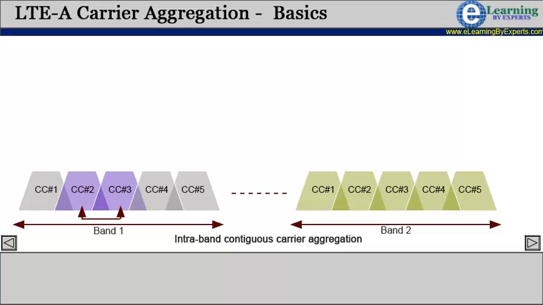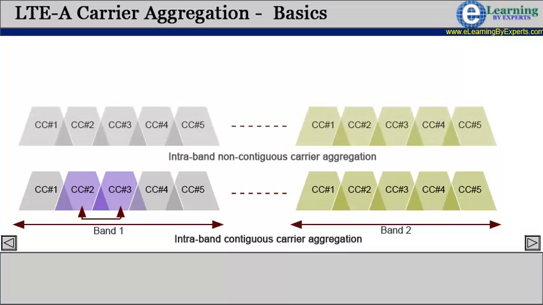2. Intra-band non-contiguous carrier aggregation. In this, 2 or more non-continuous CCs within the same frequency band may be allocated to LTE-A. This scenario will be useful when some unavailable range exists within the LTE Advanced working bandwidth.